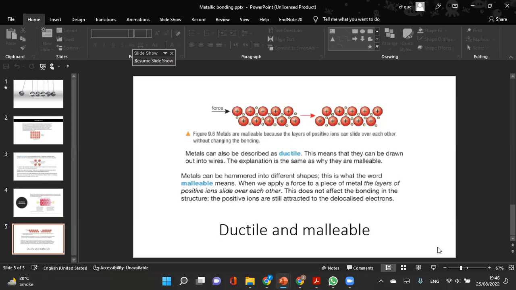Now, what if I have two non-metals like oxygen? You know the formula of oxygen is O2, right? Why? Because two atoms of oxygen are bonded to each other. So oxygen is a non-metal. When non-metals make bonds with each other, that is going to be a covalent bond. So they are completely different from each other.